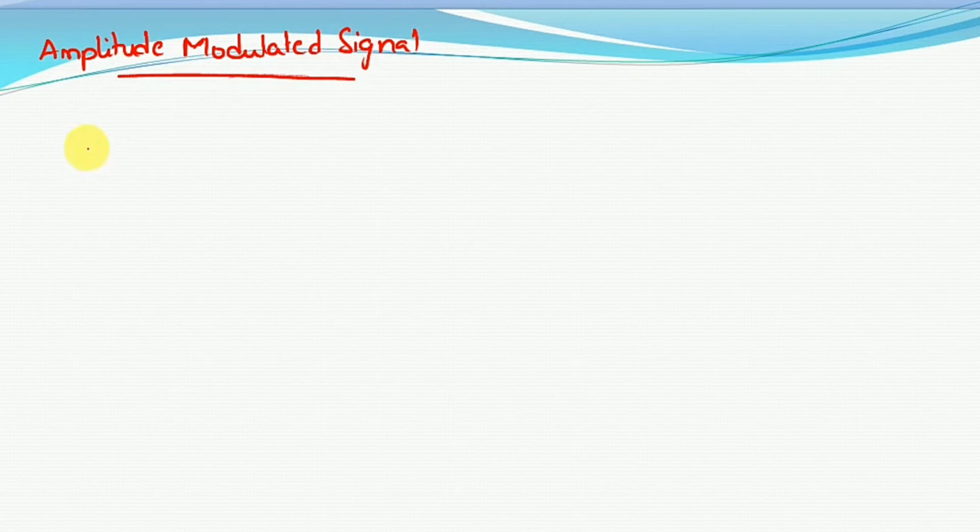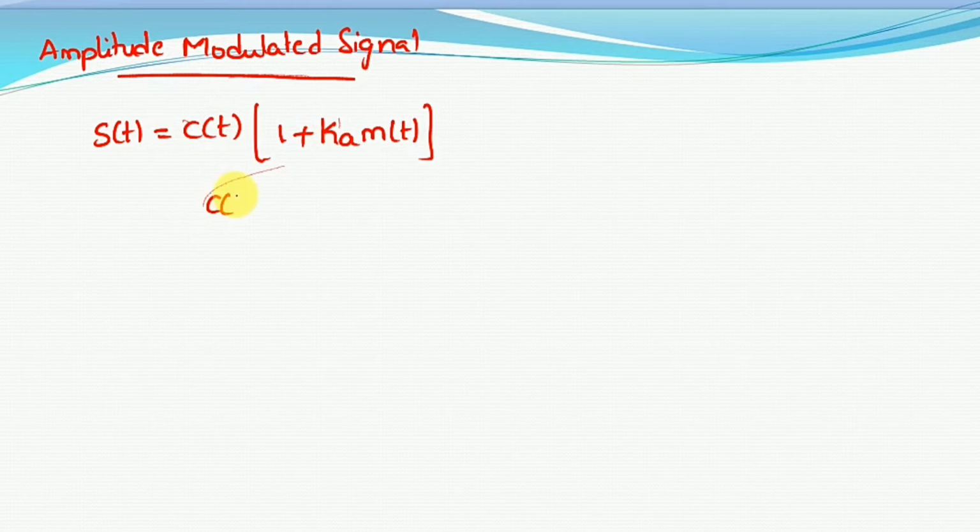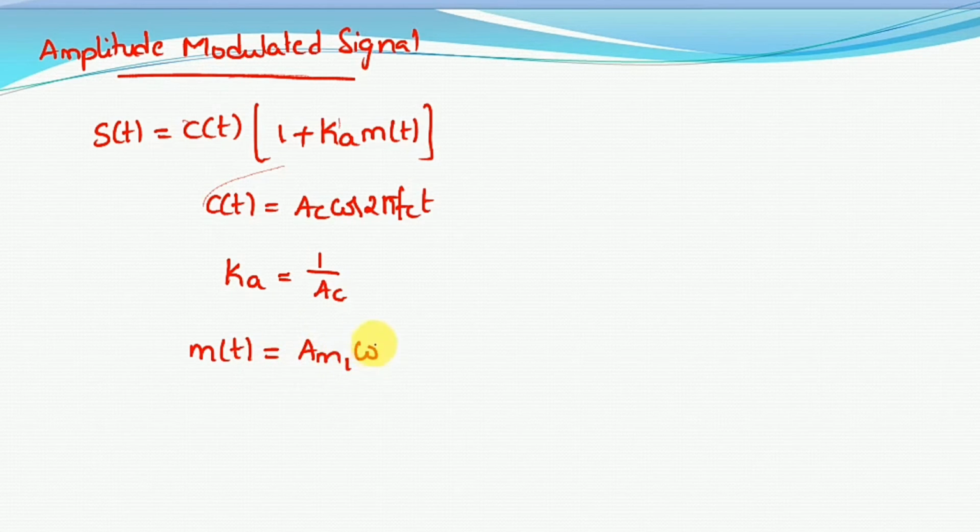Now let us see how to draw the frequency spectrum of the amplitude modulated signal. Now we know the time domain expression of the amplitude modulated signal. So if I write the time domain expression, then S of t is equal to C of t into 1 plus Ka m of t. Here C of t value is Ac cos 2 pi fct, and Ka is the amplitude sensitivity, its value is 1 by Ac, and the m of t expression is Am1 cos 2 pi fm1 t plus Am2 cos 2 pi fm2 t. So this is the m of t expression.